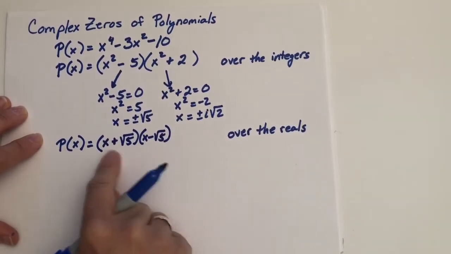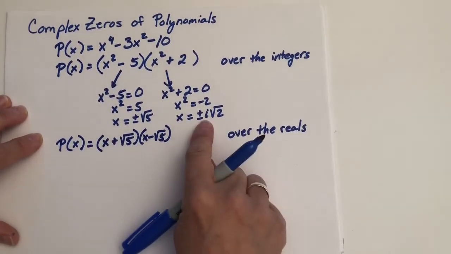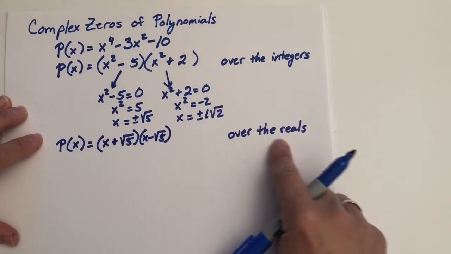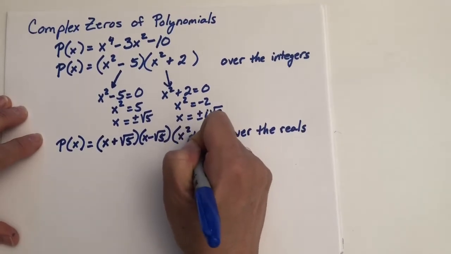And notice if you multiply that out, you will get x squared minus 5. Now these two zeros aren't real. So if the directions were to factor over the reals, we wouldn't be able to continue. We would just leave it as x squared plus 2.